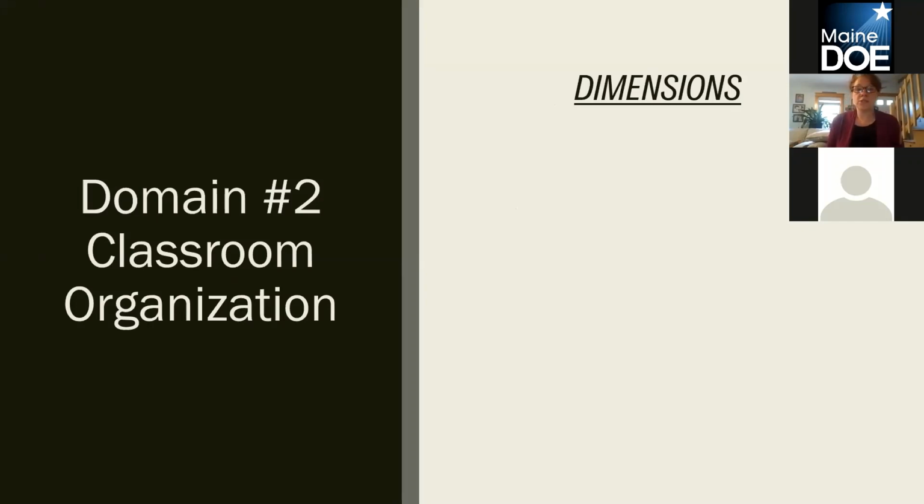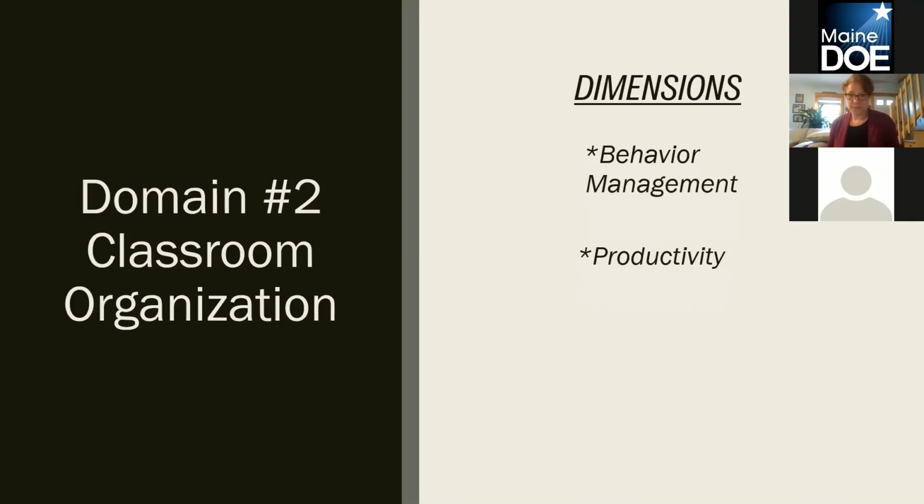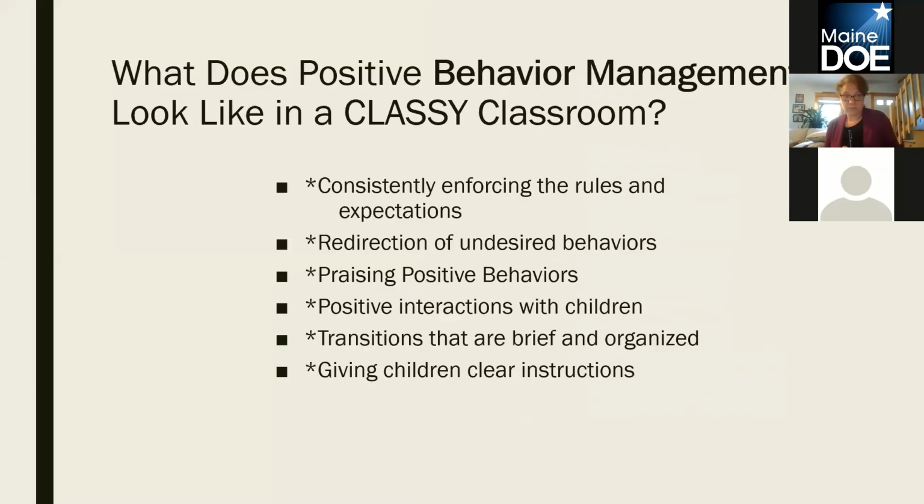Domain number two is classroom organization. There are three dimensions here, I believe. They include behavior management, productivity, and instructional learning formats. So what does positive behavior management look like in a CLASS classroom?